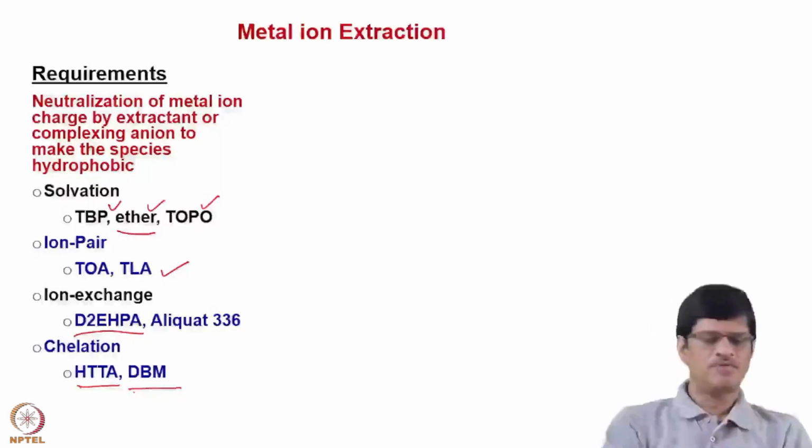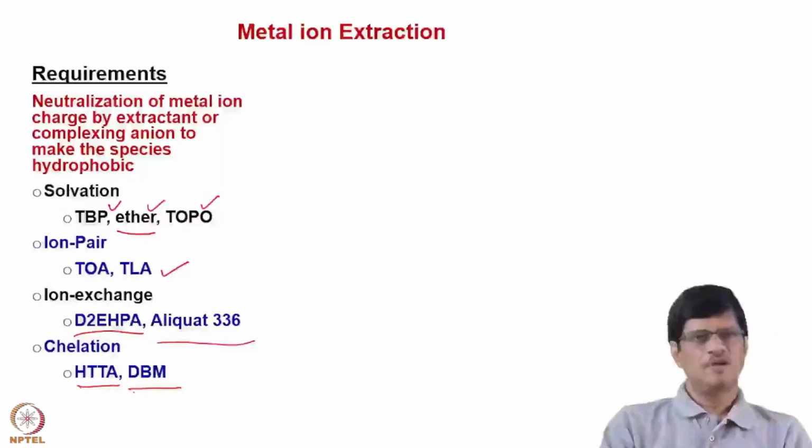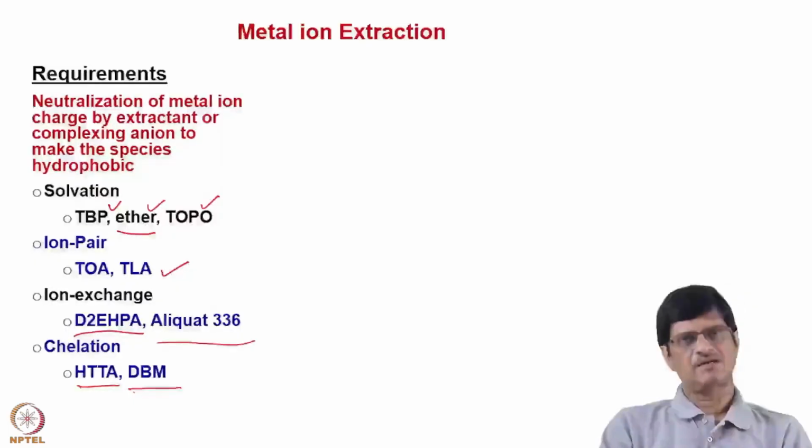Now this Aliquat 336 is actually a liquid anion exchanger. In this case, the extraction is taking place by ion exchange. That is, the chloride part of this extractant is exchanged with the anionic complex.